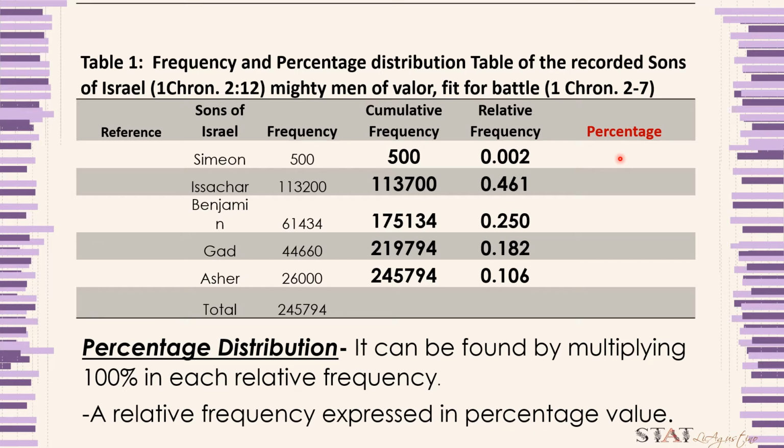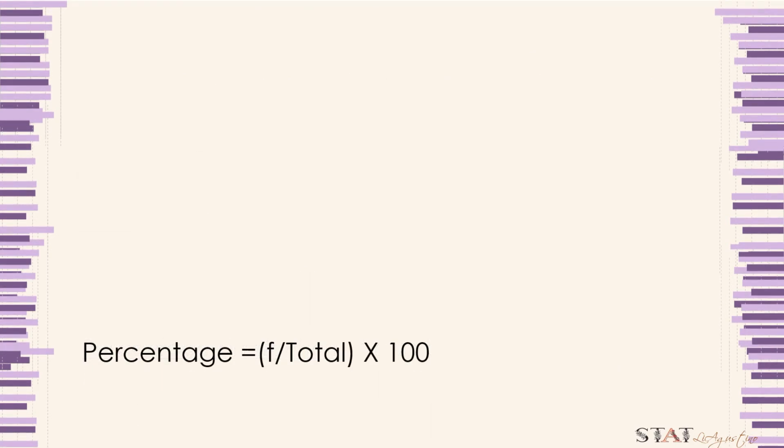Or in another way, if you have the relative frequency data, then just multiply it by 100. So for example, for Issachar, 0.461 times 100, so that would be our percentage distribution. Okay, so it is just the frequency divided by the total times 100.